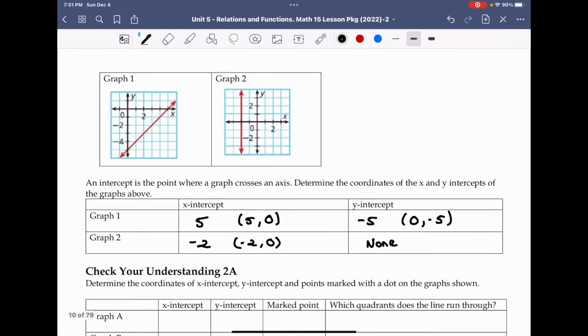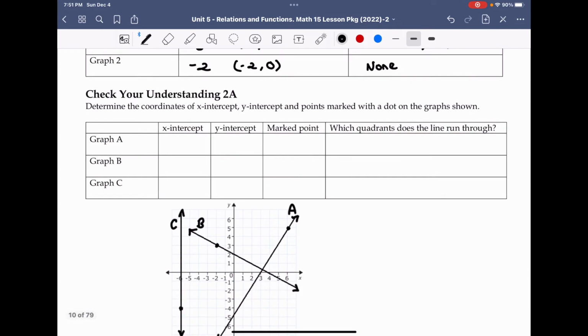All right, so this is where you'll want to check your understanding of this lesson just by making sure, do you know what x-intercepts are, y-intercepts? If I give you a point on a line, can you tell me what that is in terms of an ordered pair? And then finally, what quadrants does it run through? So you'll need to determine those details for any given graph.